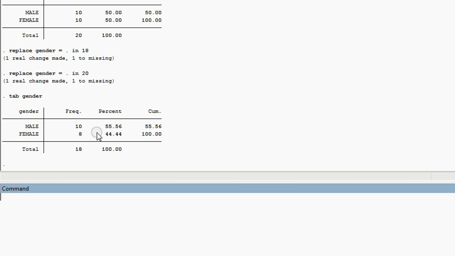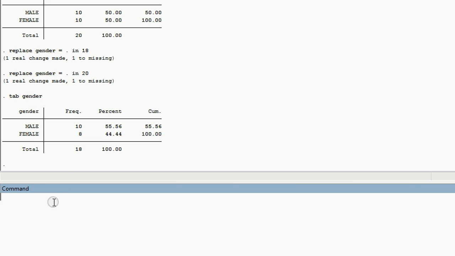And notice it's no longer 50-50. It's 55% out of the 18 is male and 44% out of the 18 is female. And the two that are missing are not even considered in the analysis when running the table.